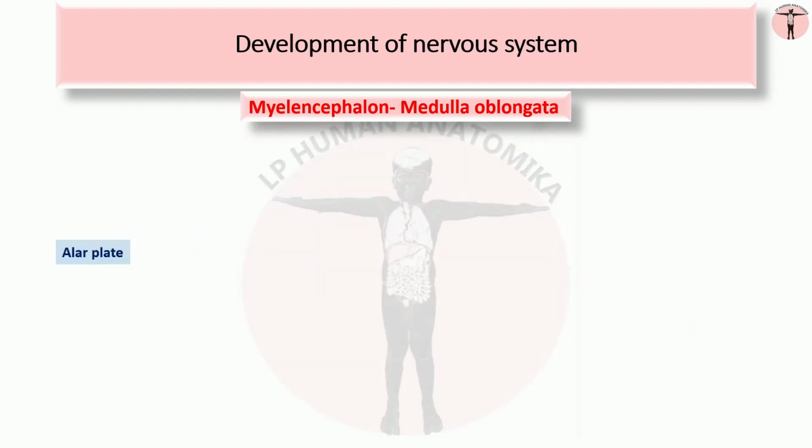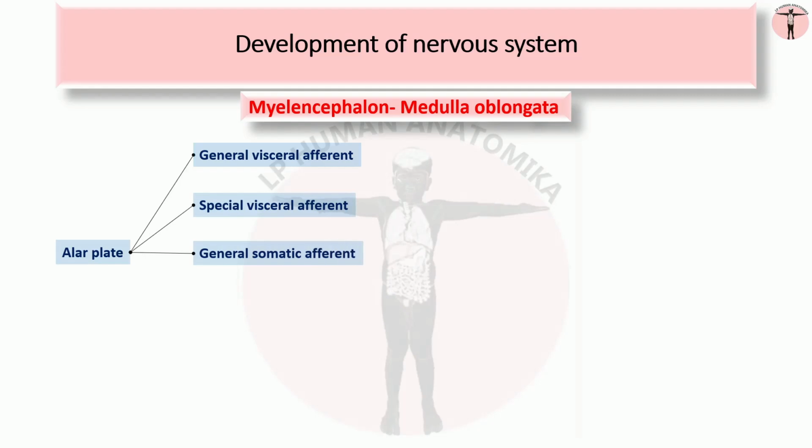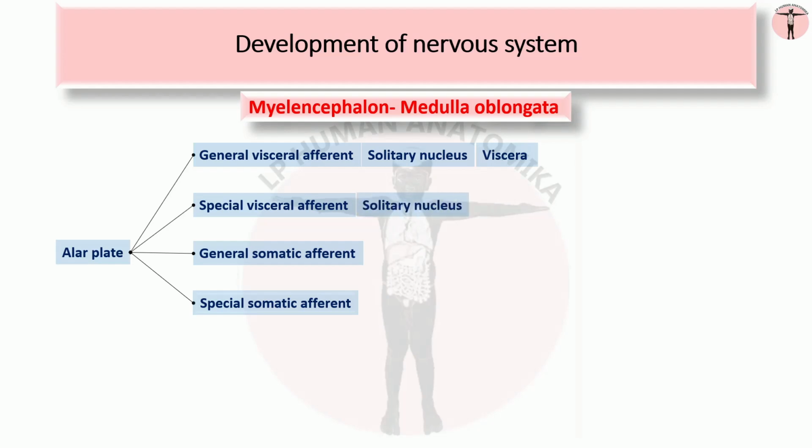Neuroblasts from the alar plate form neurons arranged in 4 columns on each side from medial to lateral: general visceral afferent, special visceral afferent, general somatic afferent, and special somatic afferent. General visceral afferent, represented by the solitary nucleus, receives impulses from the viscera. Special visceral afferent, represented by the solitary nucleus, receives impulses from the taste fibers.